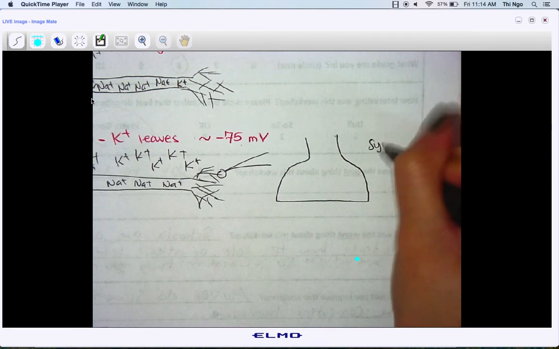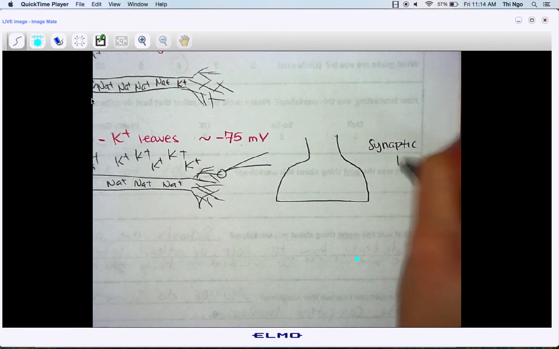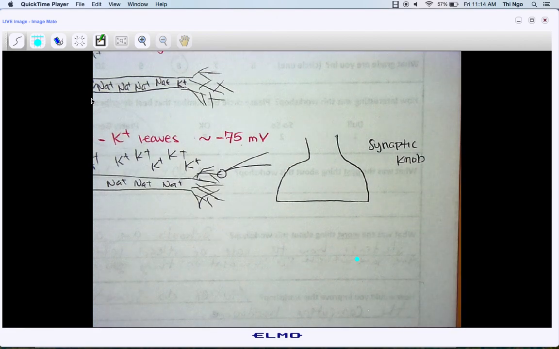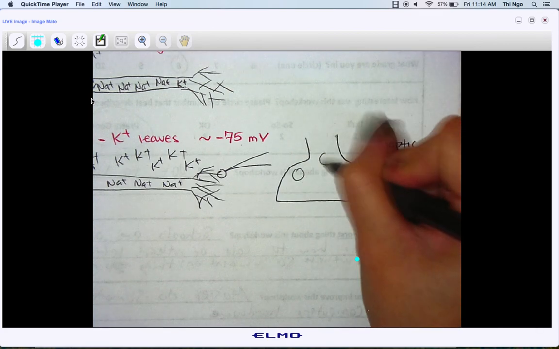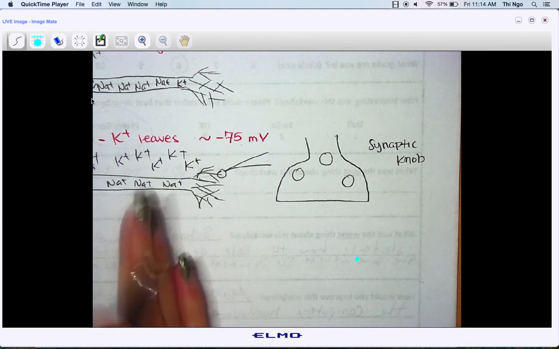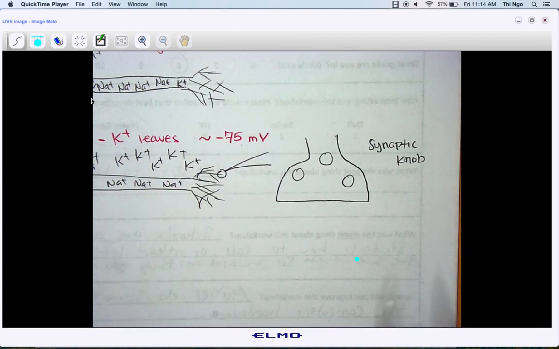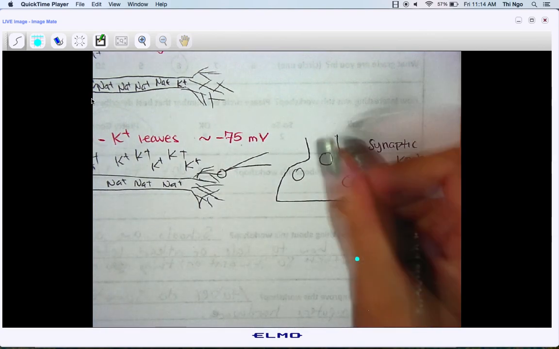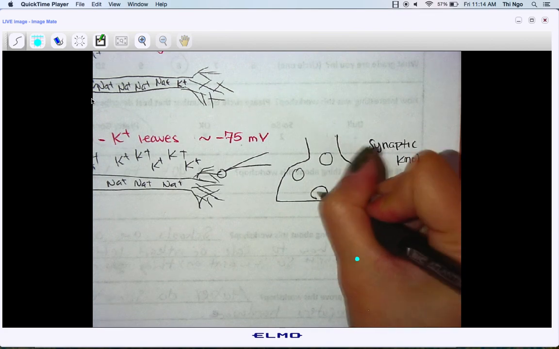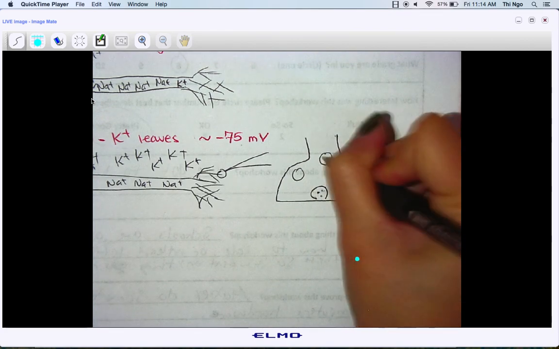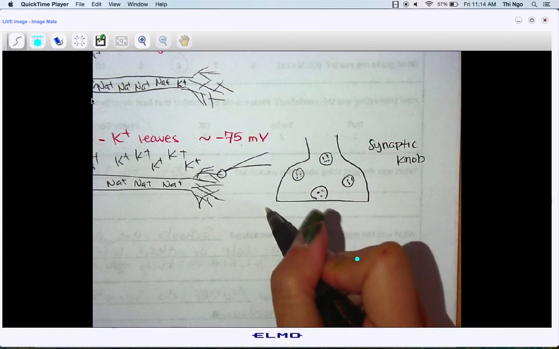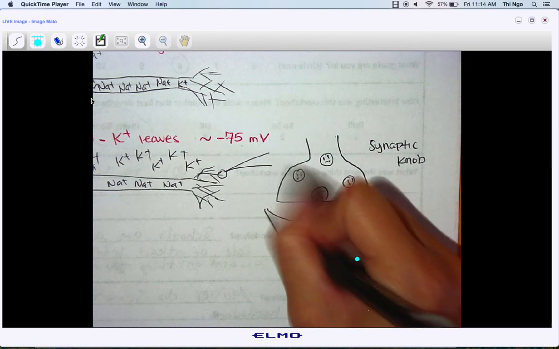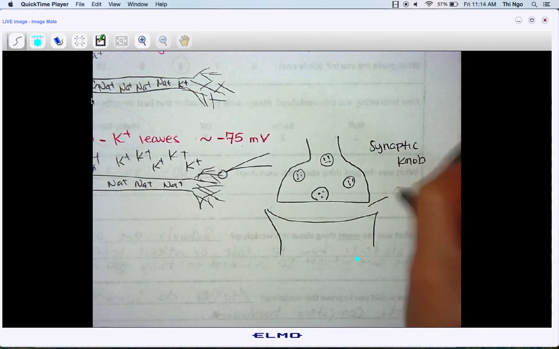This is the synaptic knob. What's inside of the synaptic knob? Neurotransmitters, and they're in little packages called vesicles. So what's going to happen is when that action potential hits the very end synaptic knob, the vesicles will release the neurotransmitters. And where will those neurotransmitters go? The synaptic cleft.